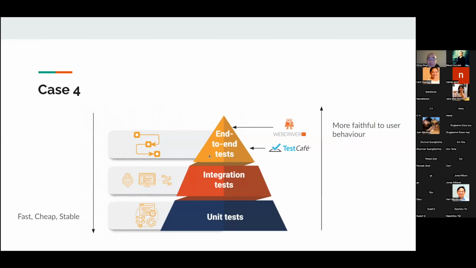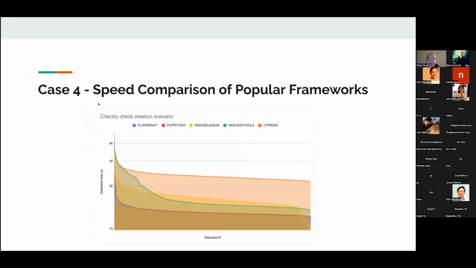But in terms of the E2E tests, there are, for example, WebDriver IO, which uses the WebDriver protocol, and TestCafe, which injects JavaScript into the browser. So there are some debates on which one is better, because WebDriver IO is going to mimic the user behavior better because it uses the WebDriver protocol. And TestCafe is going to be faster, but no actual user is going to inject JavaScript into the browser. So there's that debate there as well.